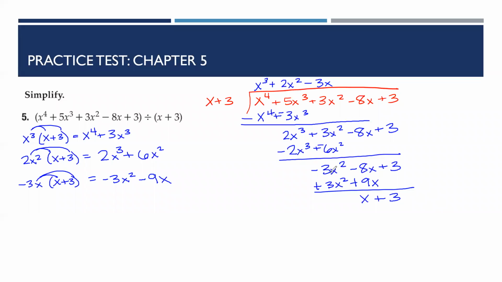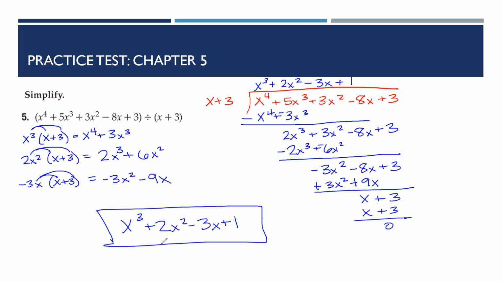Well, x plus 3 goes into x plus 3 exactly 1 time. And I multiply that out, and I have a remainder of 0. So my solution is what is up here: x cubed plus 2x squared minus 3x plus 1. That is my final answer.